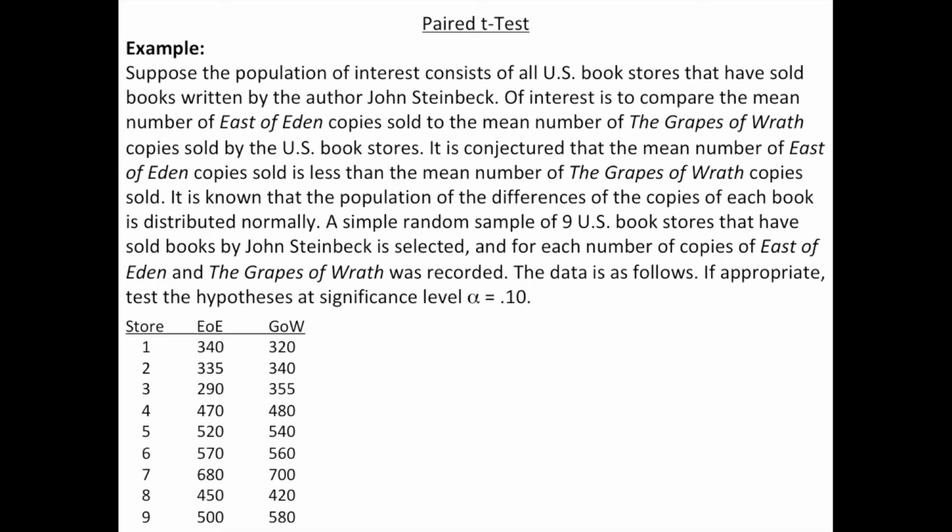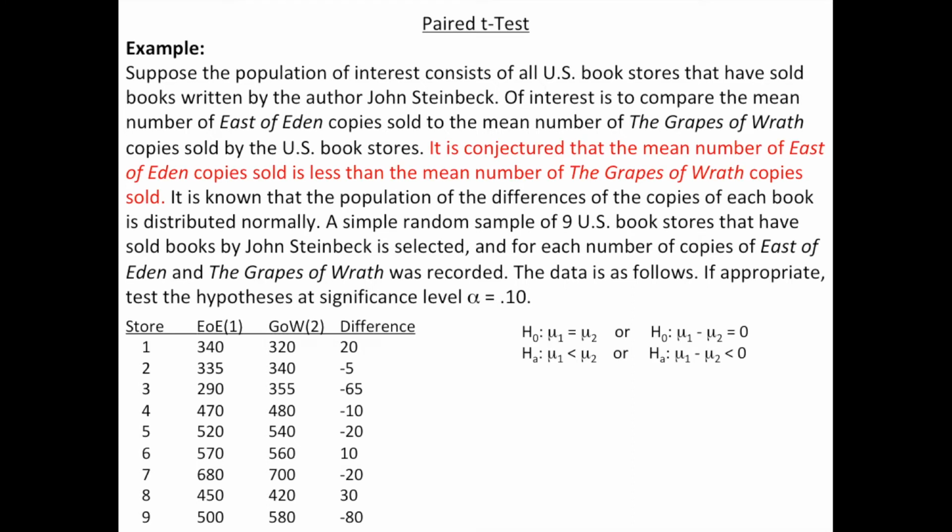Now, when you're conducting a paired t-test, this is similar to looking at the difference between means, and so we first need to calculate the difference between our two columns. In this problem, we're going to state our hypotheses: mu1 is equal to mu2, or mu1 minus mu2 is equal to 0. And since it's conjectured that the mean number of East of Eden copies is less than the mean number of the Grapes of Wrath, we can state that mu1 is less than mu2, or that mu1 minus mu2 is less than 0. And so once we have established our hypotheses, we can then check our assumptions.